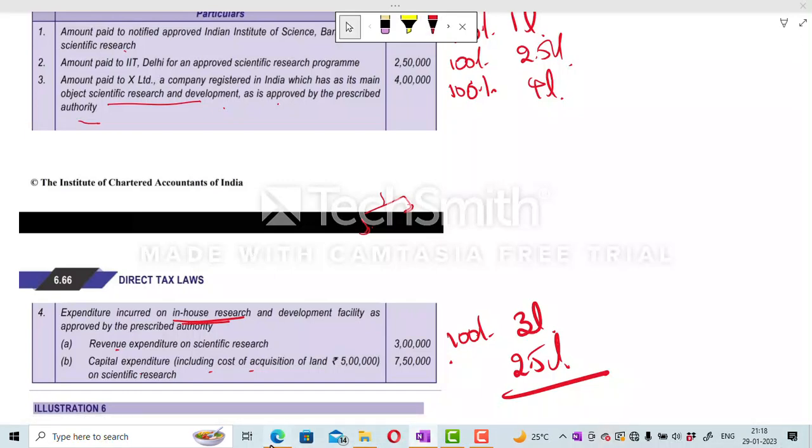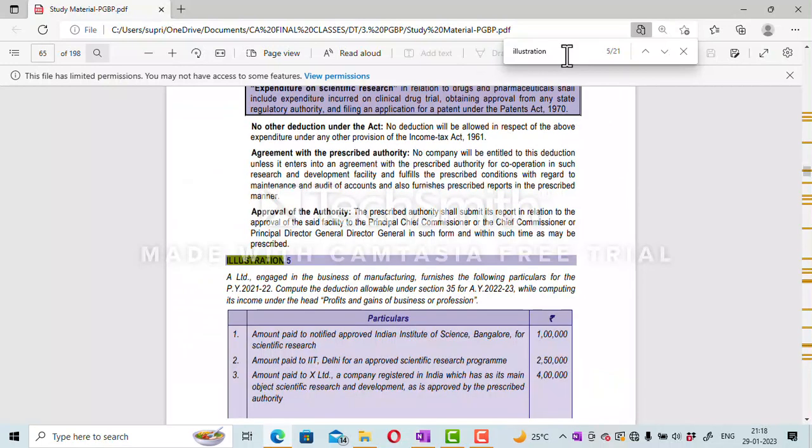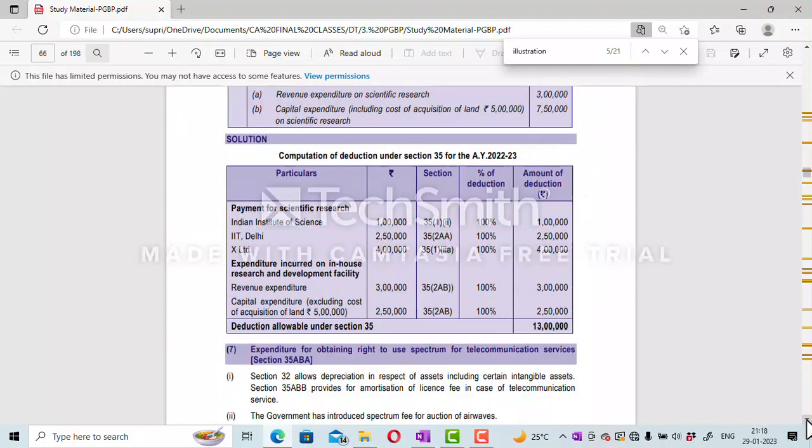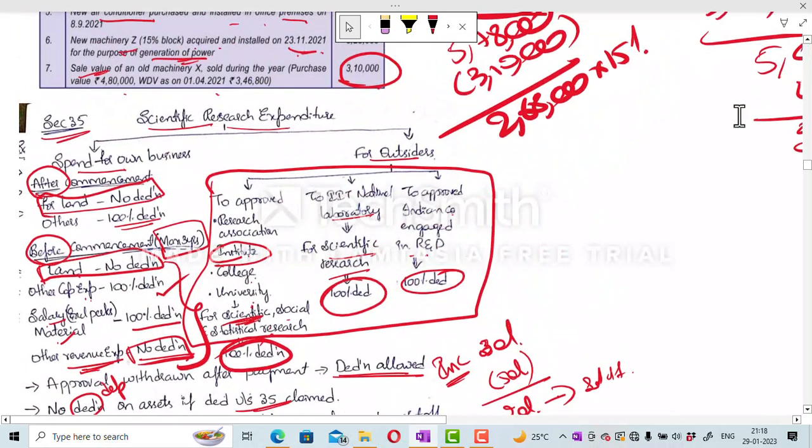Let's compare here. Fifth question, this one only, no? Total 13 lakhs, okay? Correct only. Next, that scientific research we have done with.